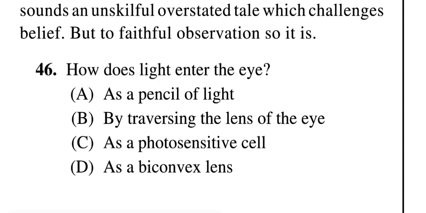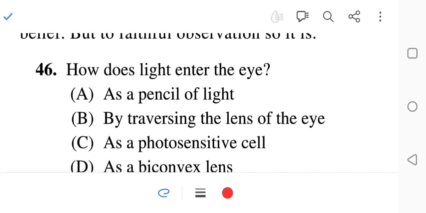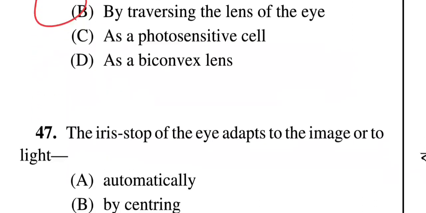46. How does light enter the eye according to the passage? Here you cannot use your subject domain knowledge. Just try to mark correctly according to the passage that you have read. The correct answer of 46 will be B, by traversing the lens of the eye.